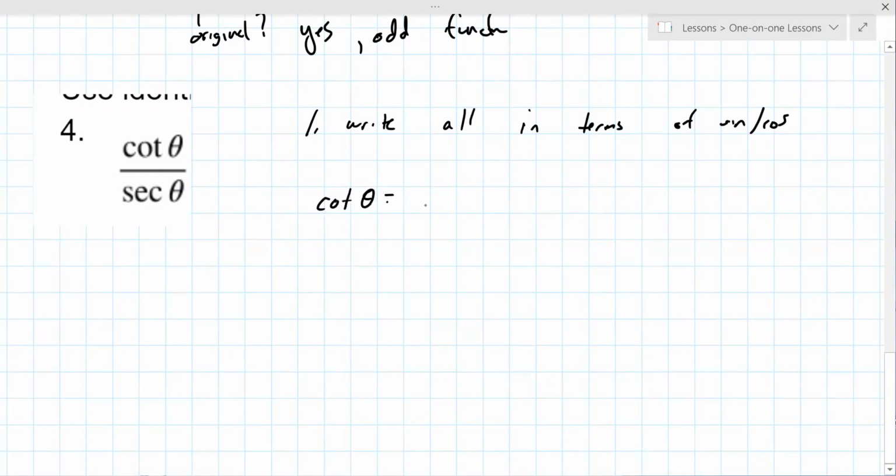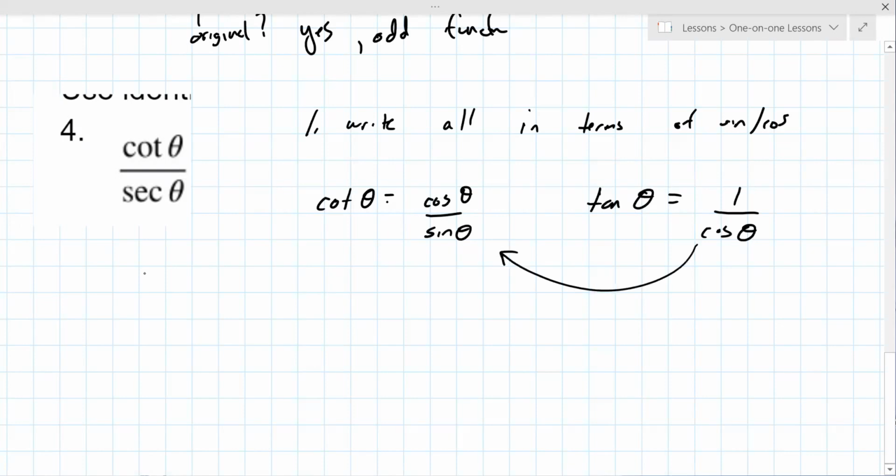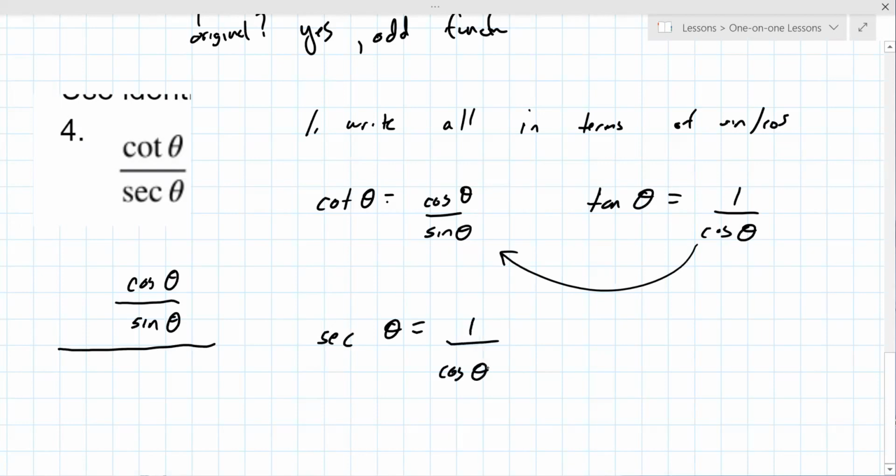Cotangent of theta is cosine theta over sine theta. If you can't remember that, you can remember that tangent theta is sine over cosine, or that secant is 1 over cosine of theta, it doesn't matter. So it's cosine theta over sine theta, that's cotangent theta, all over secant, which is 1 over cosine theta.